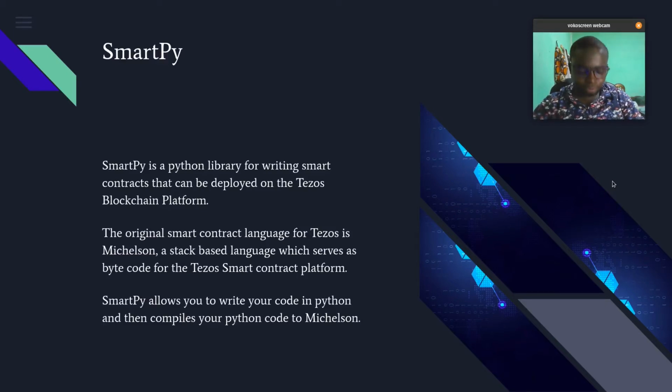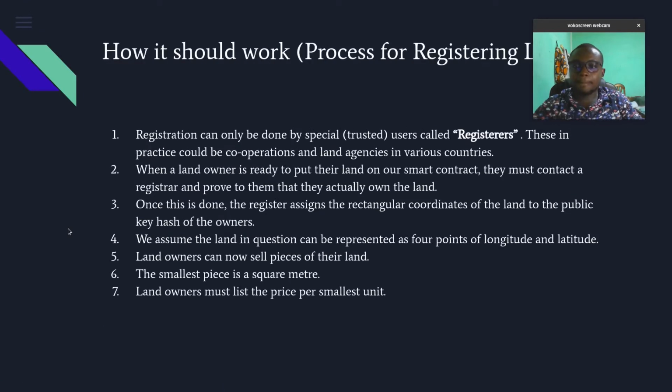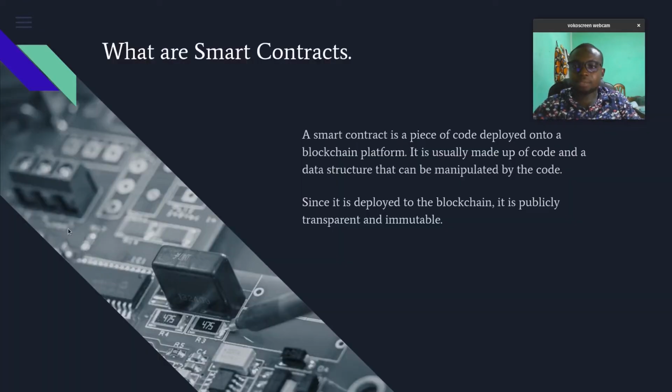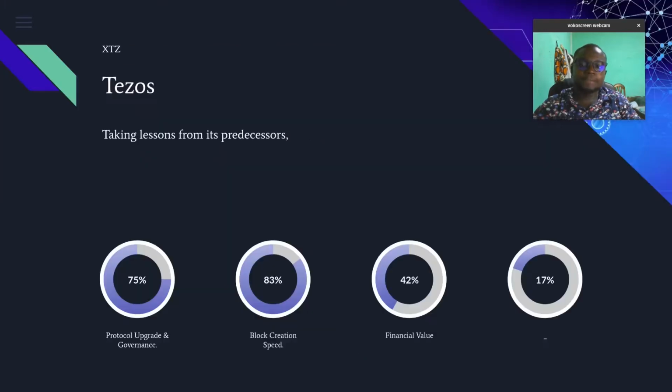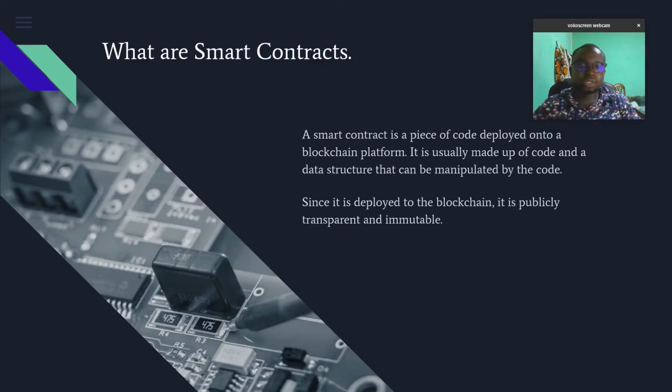All right. So next up, we talk about SmartPy. We talk about what is a smart contract, right? So we are done explaining the basics of blockchain and all of that, and we've gone into Tezos. So let's talk about smart contracts, because that's what we are here to talk about, right?